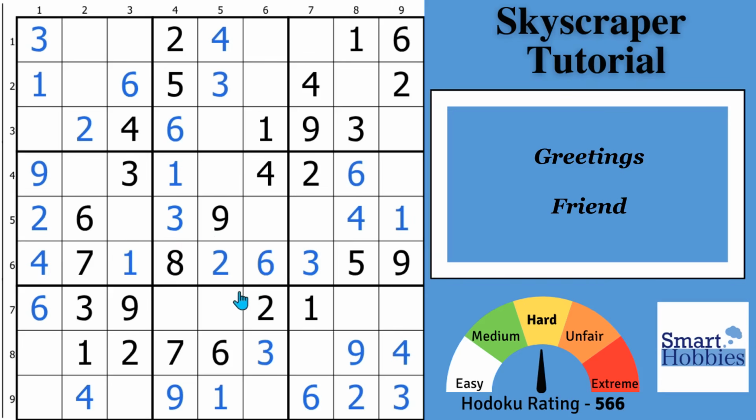Greetings, friend. In this tutorial, I'll teach you everything you need to know about Sudoku skyscrapers. I'll show you how to spot the two types of skyscrapers and make the most candidate eliminations possible with them.